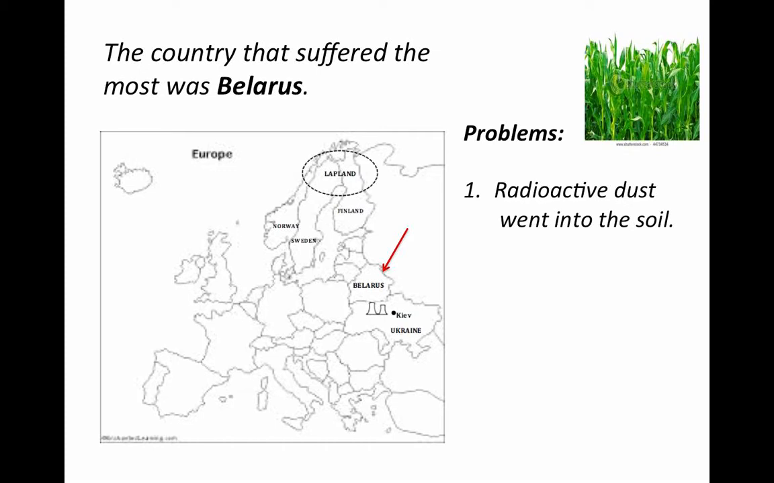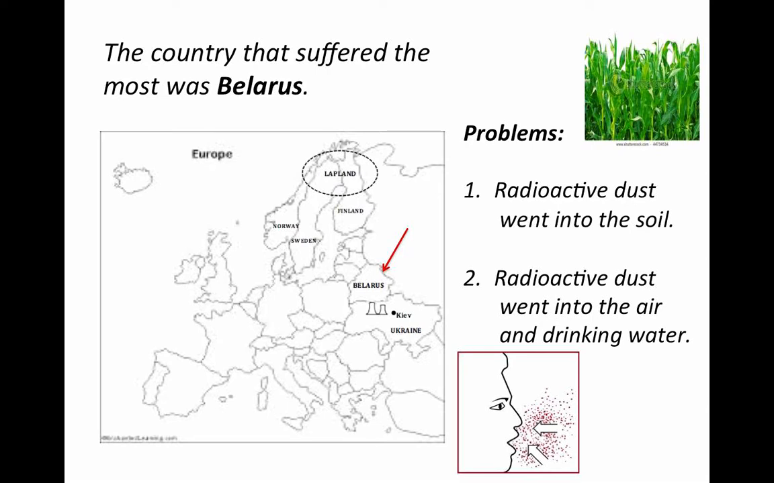Second, an even bigger problem for the people of Belarus was that the radioactive dust went into their air and into their drinking water. We've talked about how a deadly disease that can develop when people are exposed to nuclear radiation. Can you remember what it's called? Yep, you guessed it. Over the next several years, the people of Belarus had much higher rates of cancer than normal.